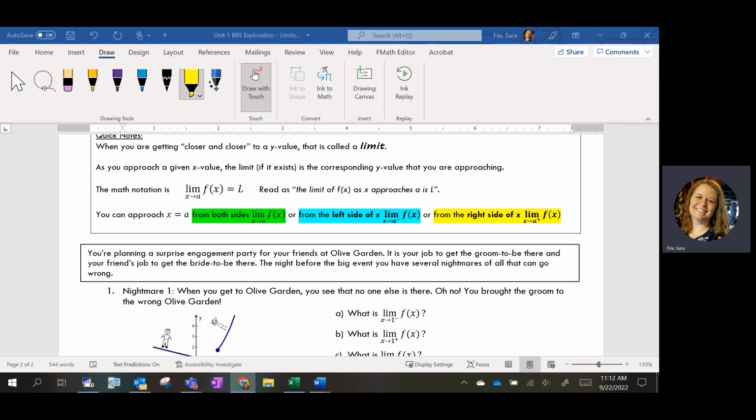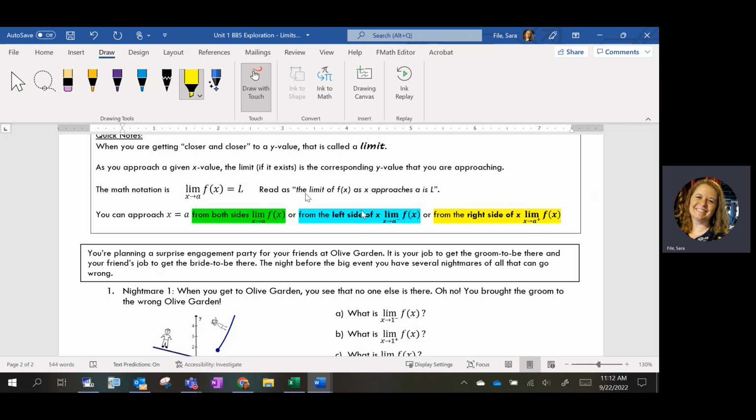And then I've tried to color code for you the overall limit versus the left limit and the right limit. So you can see blue is what I'm going to be using for the left side limit, yellow for the right side limit. And who remembers their color combinations? What do you get when you mix red? I don't even know why I said red. Blue and yellow. You get green.